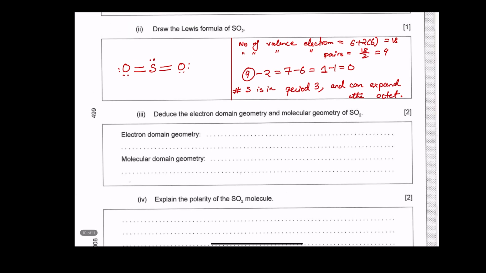Next, we need to deduce the electron geometry and molecular geometry of sulfur. Around the sulfur atom, we have 3 electron pairs, right? Out of which 2 bond pairs and 1 lone pair. So if you have 3 electron pairs around a central atom, the electron geometry becomes trigonal planar. And if you have trigonal planar with 2 bond pairs and 1 lone pair, because of the bond pair, lone pair, bond pair repulsion, the structure gets bent. And hence the molecular geometry would be bent.